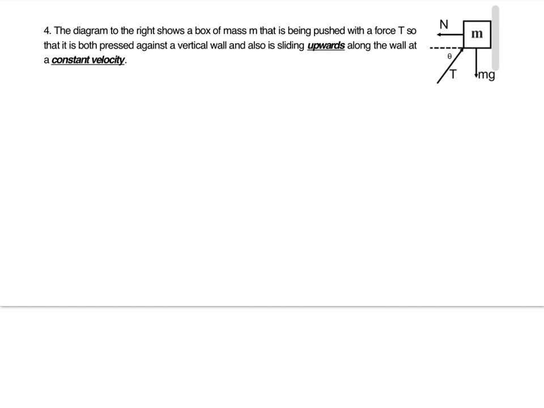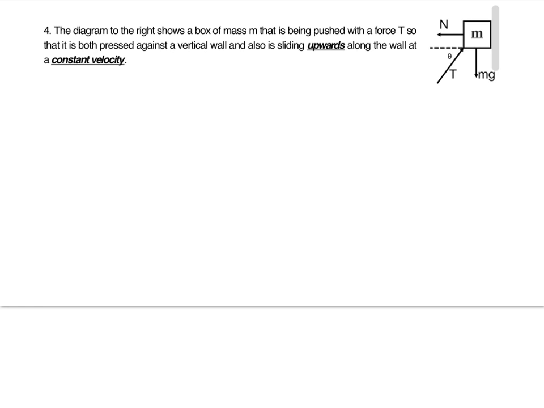So the diagram to the right shows a box of mass m that's pushed with a force that we're calling T. Probably not tension, just because a rope placed that way wouldn't really work too well. But just some force T, you could call it F if you wanted. And that force is applied so that it is both pressed against a vertical wall and it's also sliding upwards along the wall. This is a situation where if you were holding a picture frame up against a wall and you're trying to decide if it's positioned right and you're pushing it against the wall, but you're also moving it up the wall. You're applying some angled force into it. And it is being moved at a constant velocity.